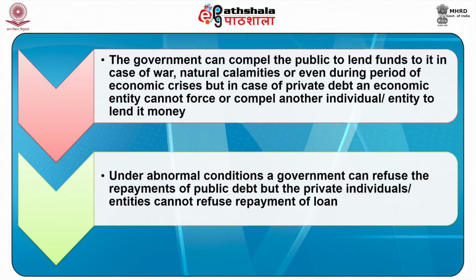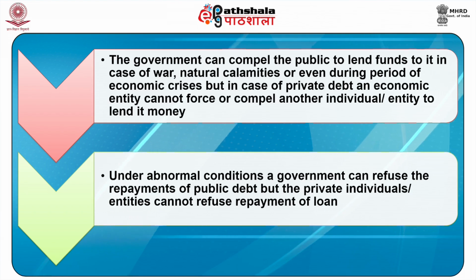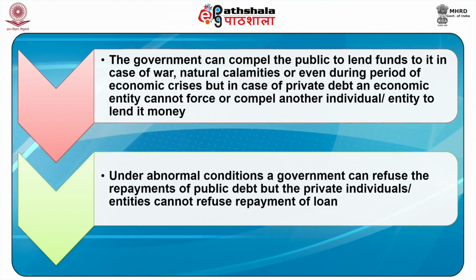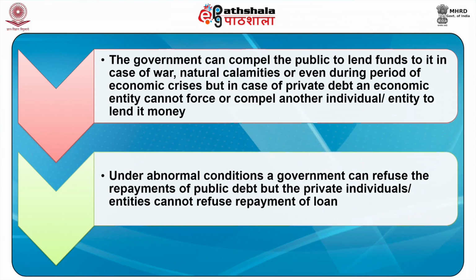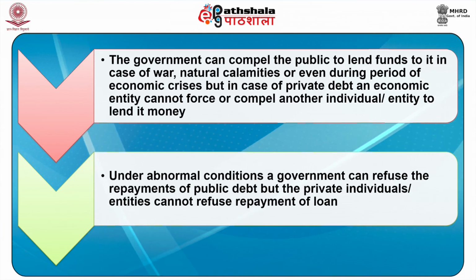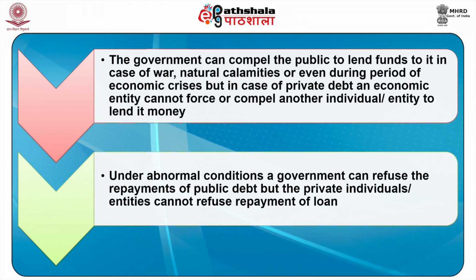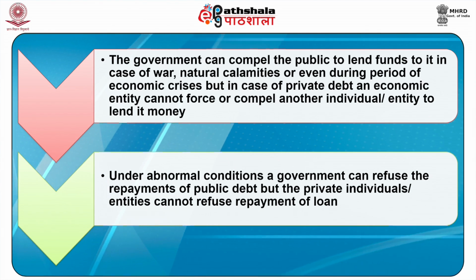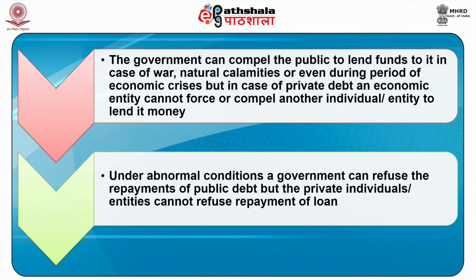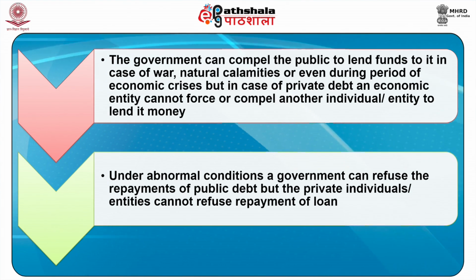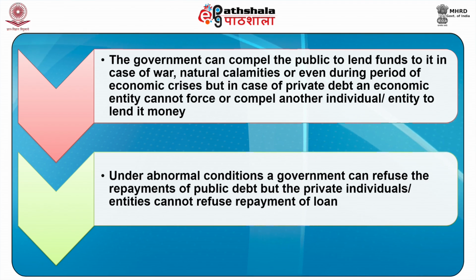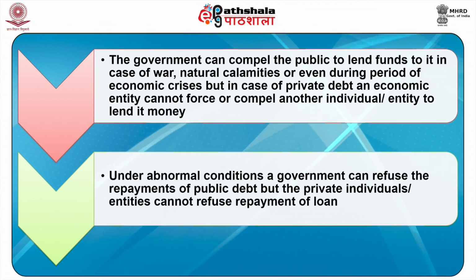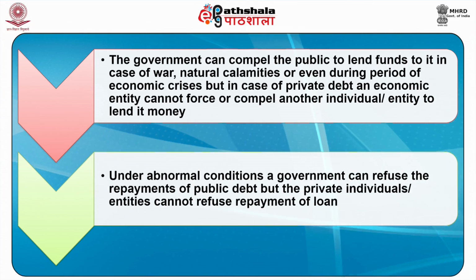The government can compel the public to lend funds to it in case of war, natural calamities, or even during a period of economic crisis, but in case of private debt, an economic entity cannot force or compel another individual or entity to lend it money. Under abnormal conditions, a government can refuse the repayment of public debt, but private individuals or entities cannot refuse repayment of a loan.